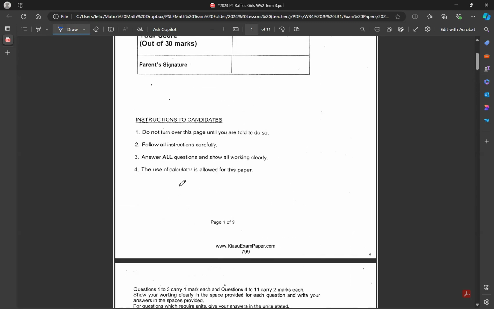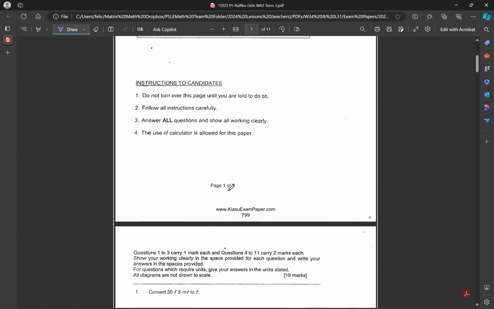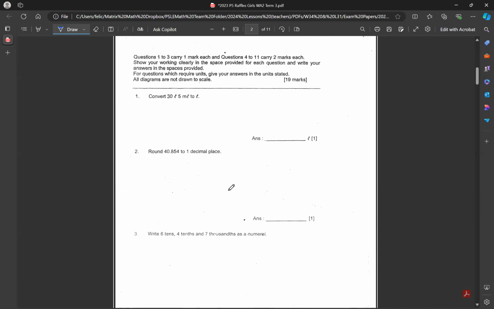Just take note that the use of calculator is allowed as stated in the instructions here. Okay, so convert 30 liters 5 ml to liters. When it asks us to convert to liters, you should likely expect a decimal in your answer. So 30 liters is already in liters, keep it as it is, whereas for 5 ml, this is the one you have to do the conversion.